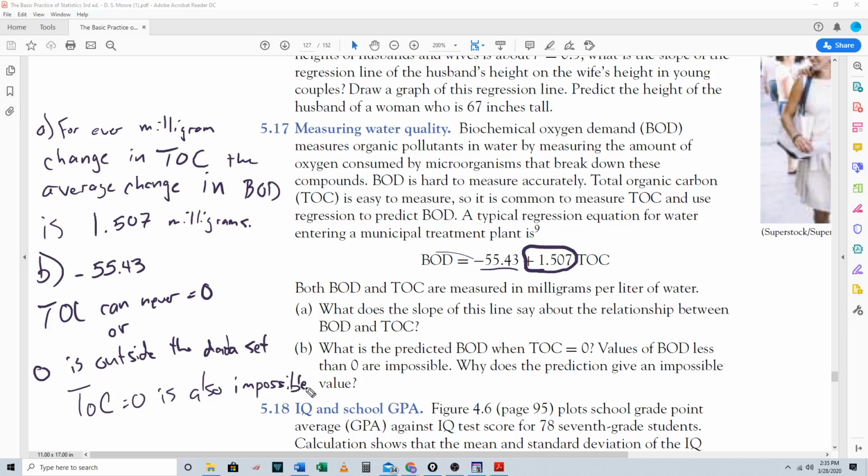So either we are what's called extrapolating, which means we're predicting outside of our data set. And again, they didn't give us a data set, so we'd have no way of checking. So either we're extrapolating or this is impossible. So that's why the prediction gives us an impossible value, because the setup is impossible or they're doing something incorrect. Okay? Again, I can understand it being difficult to answer.